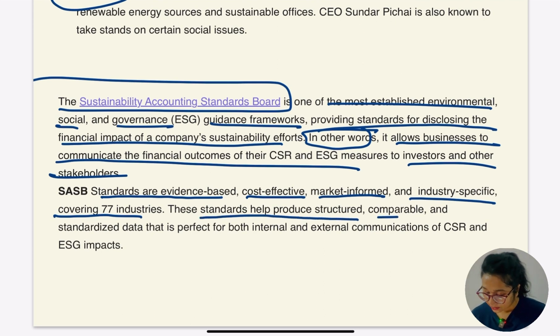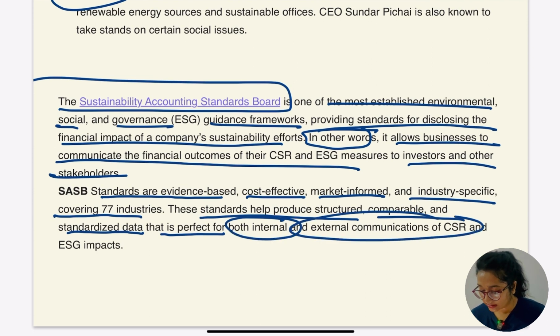These standards help produce structured, comparable and standardized data that is perfect for both internal and external communication of CSR and ESG impact. So basically this gives the standard. Okay, the Sustainability Accounting Standards Board is established for environmental, social, governance, which is a guidance framework, which is basically providing standards. Okay, so far we have covered these things.